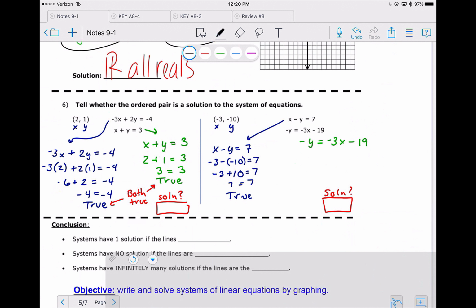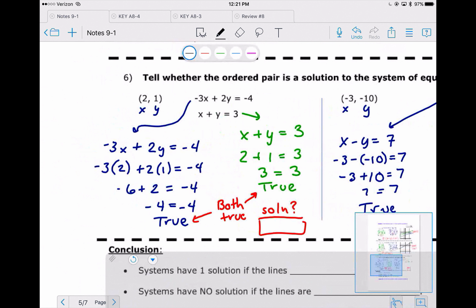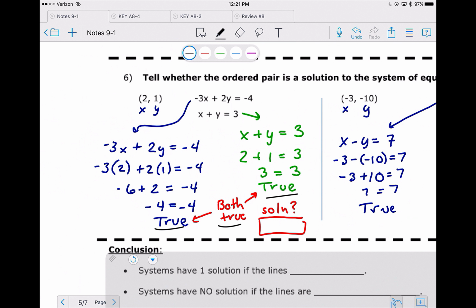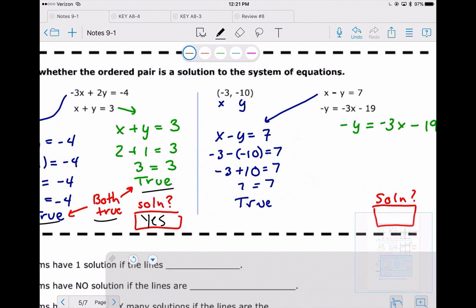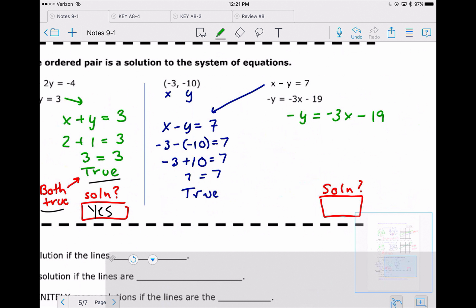Down at the bottom, to wrap up, they ask us to tell whether the ordered pair is a solution to the system of equations. So again, just like we did with inequalities, if it works in both, if it's true in both, then it's a solution. So on the first one, these are both true, so it is a solution. On the second equation, we have one that's true. We need to test that the other one is true.